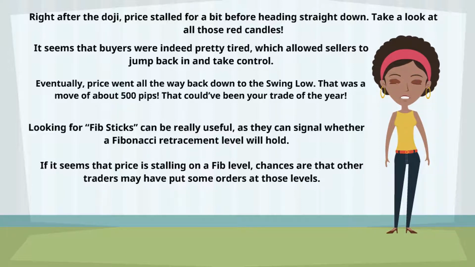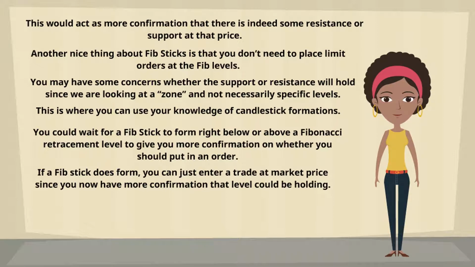Looking for Fib sticks can be really useful, as they can signal whether a Fibonacci retracement level will hold. If it seems that price is stalling on a Fib level, chances are that other traders may have put some orders at those levels. This would act as more confirmation that there is indeed some resistance or support at that price. Another nice thing about Fib sticks is that you don't need to place limit orders at the Fib levels.